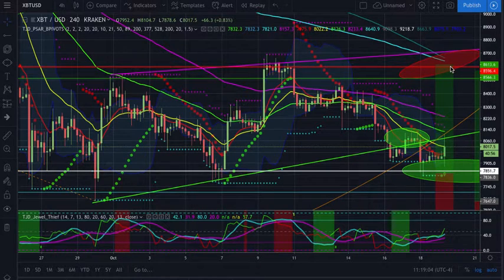I'm Crypto Trend Trader, and today we're going to be taking a look at Bitcoin on the Kraken chart. But before we get started, I'd like to remind you it's not financial advice. I'm not your financial advisor. These markets are extremely volatile, so please do your own research and trade responsibly.